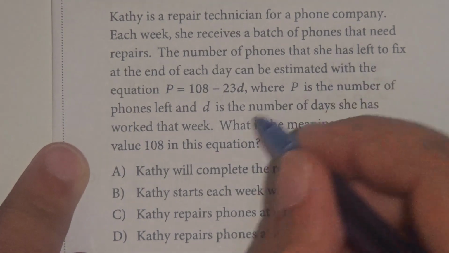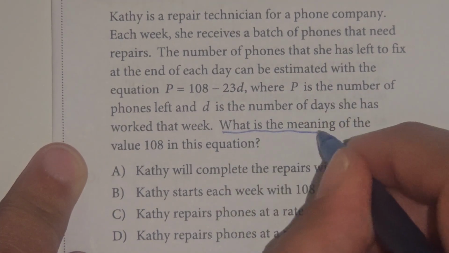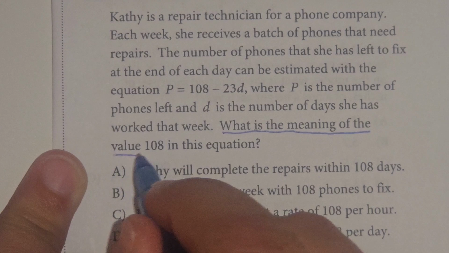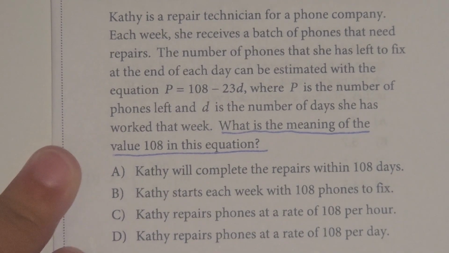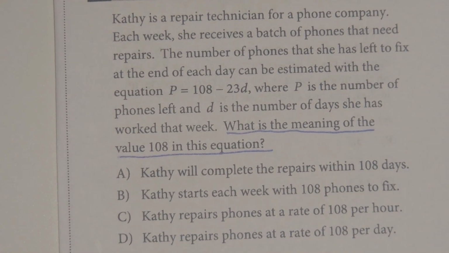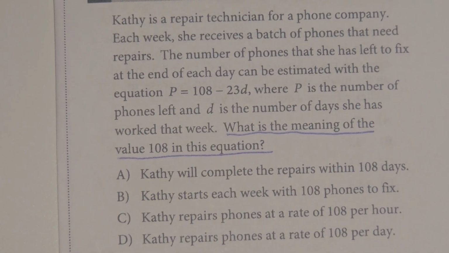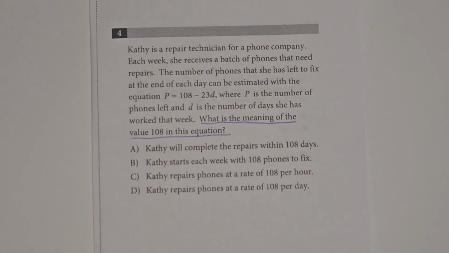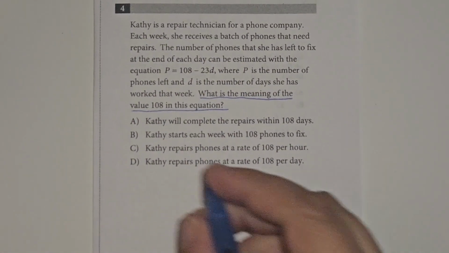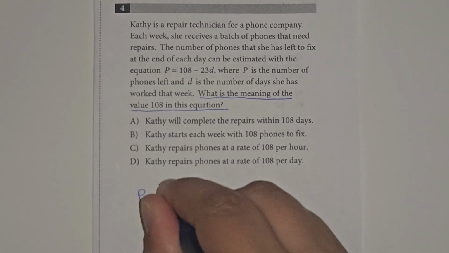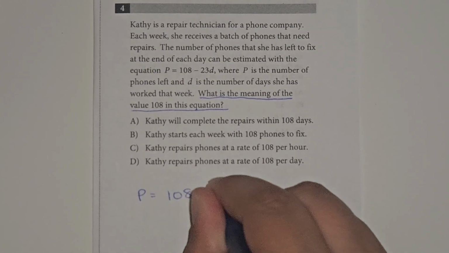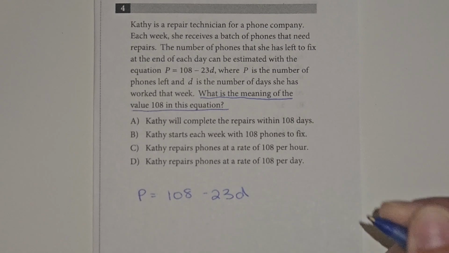So again, with story problems or word problems, if you get overwhelmed with them, underline the question. That's going to help us out here, because now we can focus on the 108. So let's take a look at this equation here. P, I'm going to zoom out a little bit. Okay. P equals 108 minus 23D.